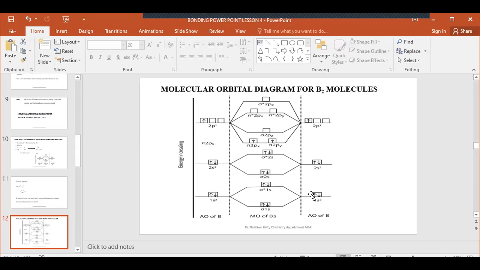So they bond, 1 electron from this side and another from this side, to form the sigma bonding molecular orbital, then the sigma antibonding. Similarly, the 2s orbitals do the same.